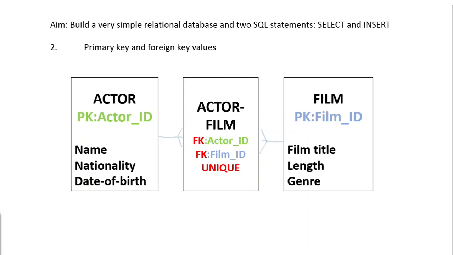The pairing of the value of an actor ID and the value of film ID in a row in the actor-film entity must be unique. This pairing of the foreign key values is how a particular actor is linked to a particular film. Once that link is in place, it does not and must not be replicated within the actor-film entity.